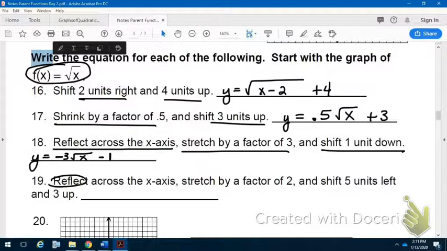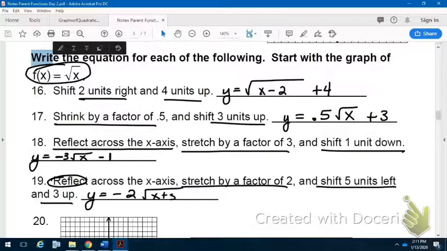Okay, so we have a reflection, we have a stretch, 5 left, and 3 up. y equals negative 2 square root of x plus 5, 5 units left, and plus 3.